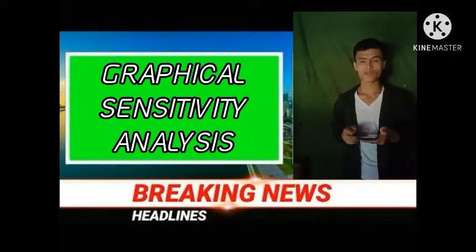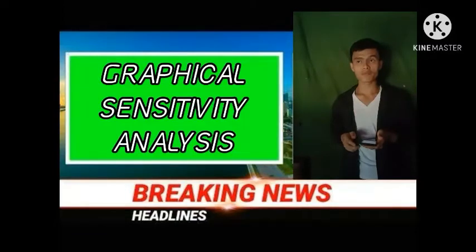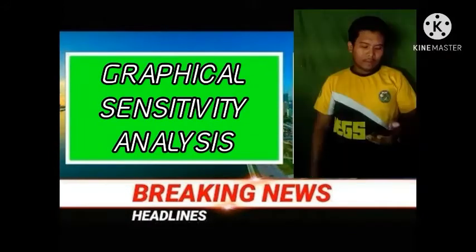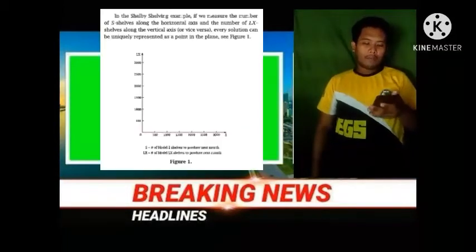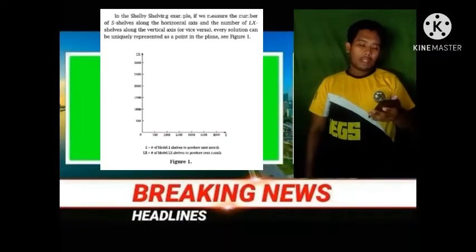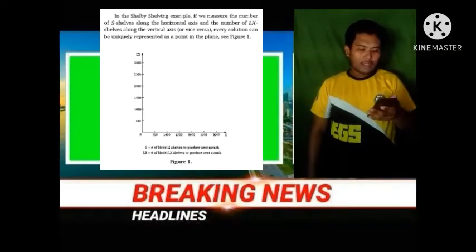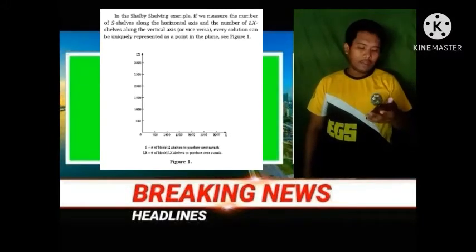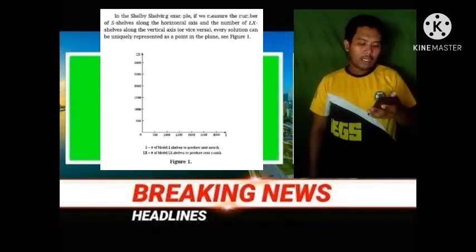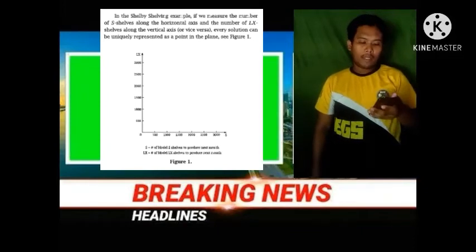In the following, we're going to show some examples, some problems that have been analyzed and solved using graphical sensitivity analysis. So, in the graphical analysis, this is the shelving example. If we measure the number of S shelves along the horizontal axis and the number of LX along the vertical axis, or vice versa, every solution can be uniquely represented as a point in the plane. This is figure 1.